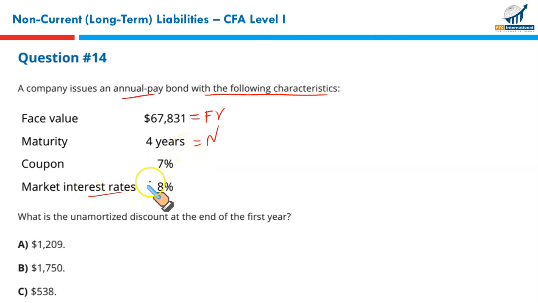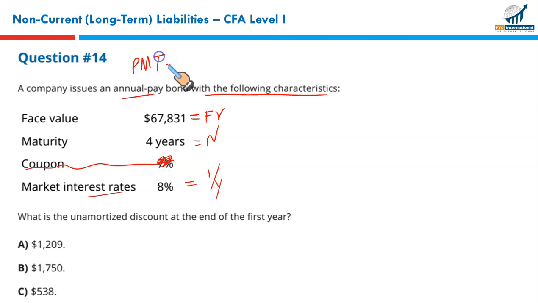Remember, discounting is done at the market rate. Coupon has nothing to do with it. Coupon is only used for interest payments. Discounting is done at 8. This is what you will take as the interest rate. Right? Now what do we need now? We have the par at which interest is paid. We have the maturity. We have the effective interest rate, the market rate. We need to calculate the payment. What payment? PMT. How do we calculate PMT?